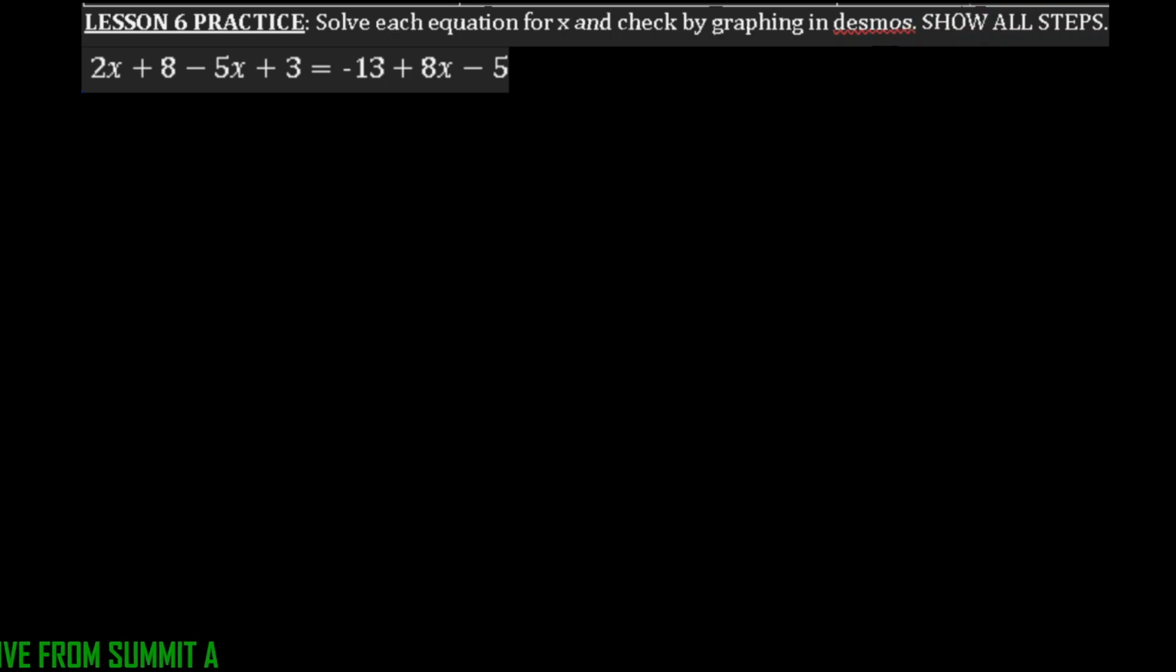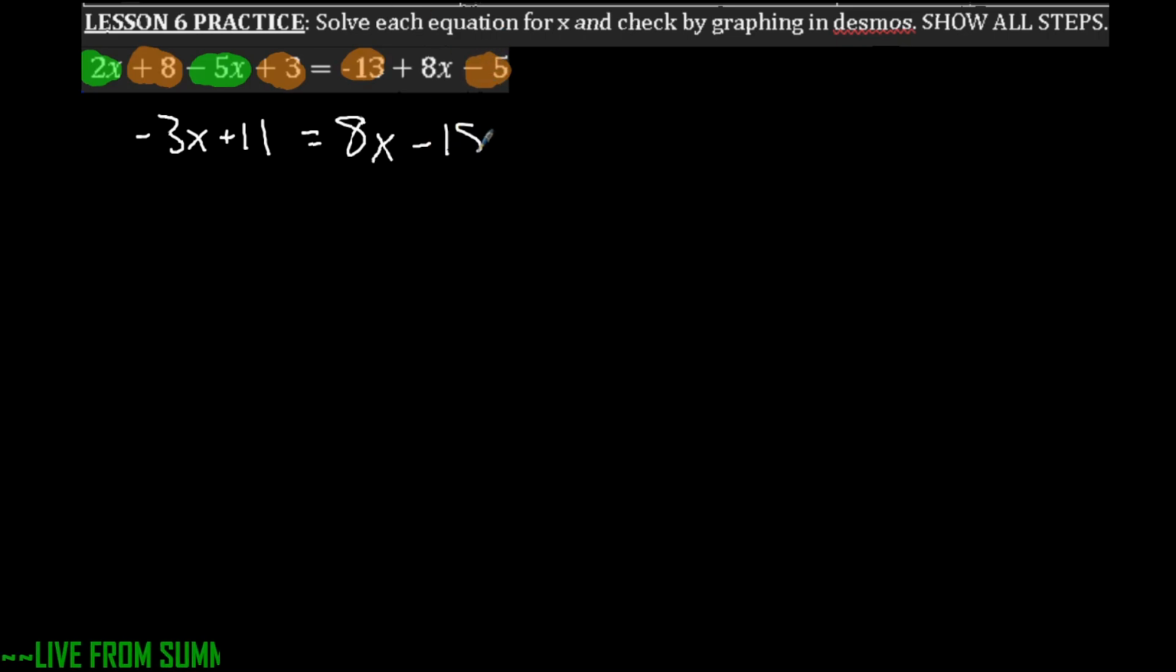So what I'm going to do, I'm going to combine like terms first. I have 2x and a negative 5x on the left side, so that's going to be negative 3x. If I have 8 and 3, that's going to be 11. So make sure you're careful. Again, add those integers together very carefully. On the right side, I don't have any other terms with x in it, so I just bring down the 8x. And then I have negative 13 and negative 5, which is going to be negative 18.